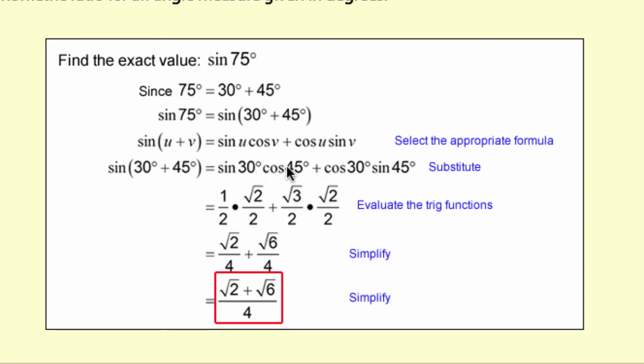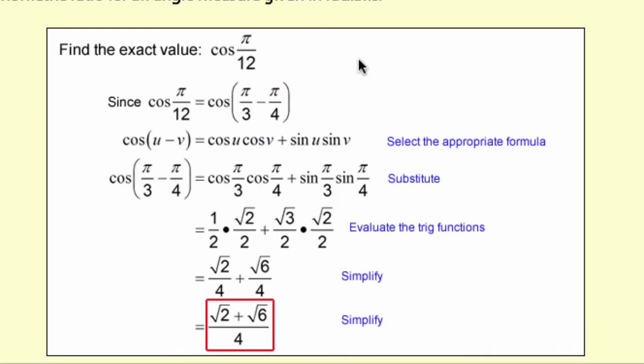You just fill in the values, and then you can get an exact value when you simplify: square root of 2 plus square root of 6, all divided by 4. So that's one use of the sum and difference formula. You can also do the same with radian measures. Cosine pi over 12 is the same as cosine of pi over 3 minus pi over 4. So then you apply the sum and difference formula, and then you can get an exact value for that one.